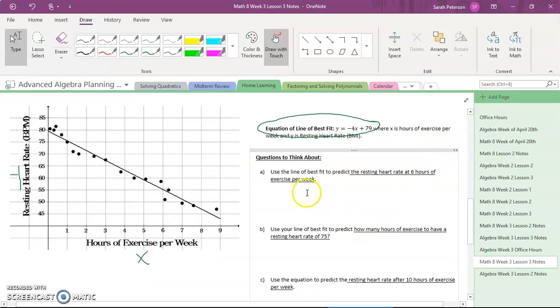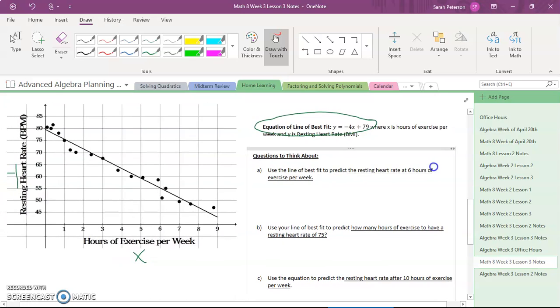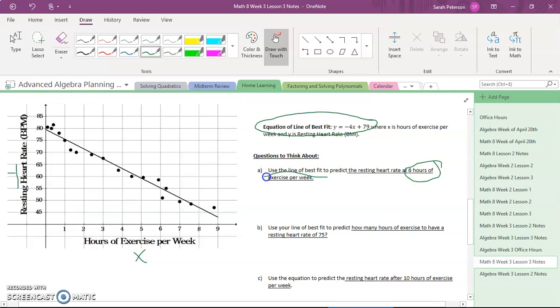It says, use the line of best fit to predict the resting heart rate at 6 hours of exercise per week. So I'm going to think about the things I'm given. It says 6 hours of exercise per week. That's X. That's what I'm being given. So I'm given X is 6. So that's what I'm going to look at, when X is 6 here. And it wants me to find the resting heart rate, which is Y.